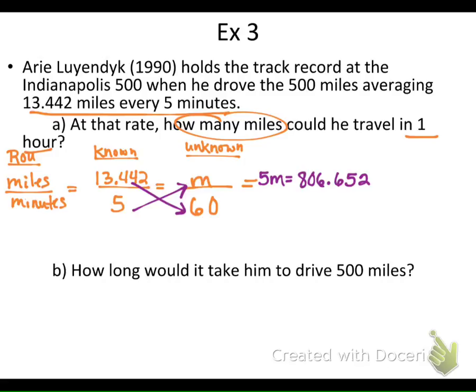So back to first triad, draw our line, circle our variable. To get the variable by itself, I do the opposite of multiply, which is divide. So on my left side, my 5's cancel. I bring down my variable M. Then 806.652 divided by 5 gets me what? 161.3304.